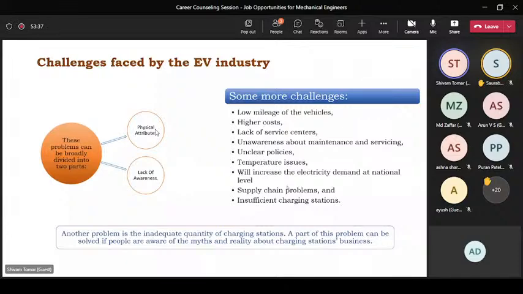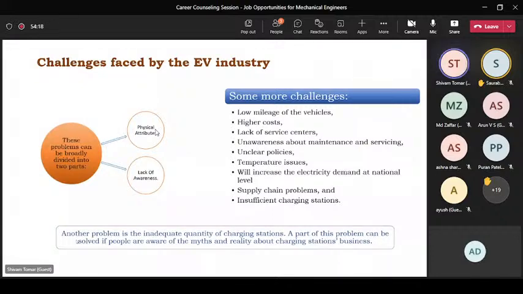Insufficient charging stations. If people are still ready to buy an electric vehicle, but before buying, one thing will definitely come into your mind: how am I going to charge my vehicle? So these are the challenges which the industry is currently facing. Another problem is inadequate quality of the charging stations. People are not aware about the charging station business. This is from the industry point of view, and here we are talking from the business point of view.